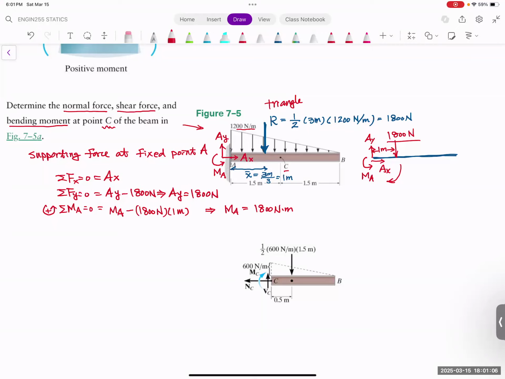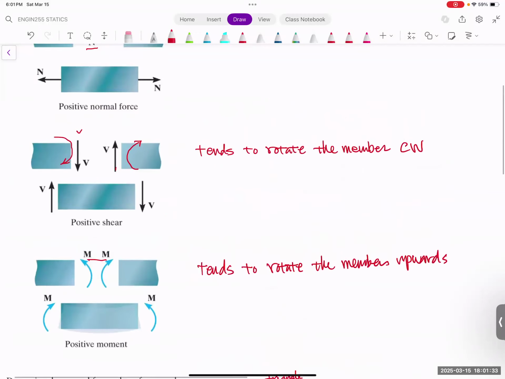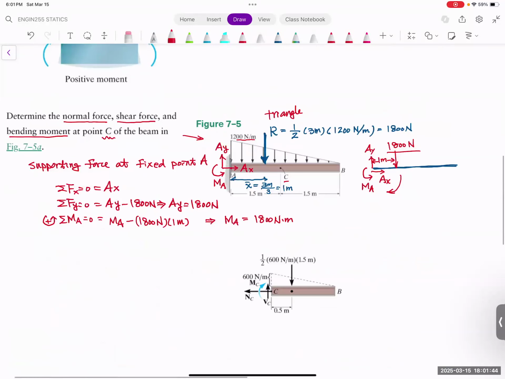All right, so when we want to find the bending moment, the normal force and shear force at C, we just need to cut the member at the point of C. When you cut it, you're going to draw a smaller version of the free body diagram. And you have to remember to use this convention to draw the direction of the internal loading, that is axial loading, shear loading, and also bending moment on that smaller piece.